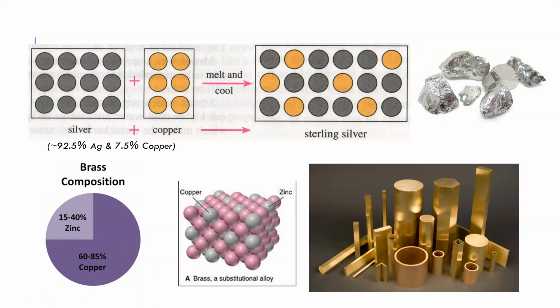Brass composition: we use copper and zinc, 15 to 40% zinc and 60 to 85% copper. This makes it harder and really good for things like keys and pipes that we're getting a lot of use and wear on, and it will hold an edge a little bit better.